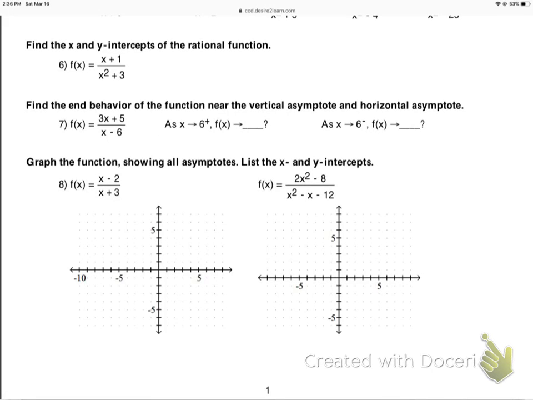Okay, putting everything together to graph the function, we need to know the x and y intercepts and the vertical and horizontal asymptotes. So let's take a look at this one here. Now you can do whatever order you want, whatever you think is easiest to look at.